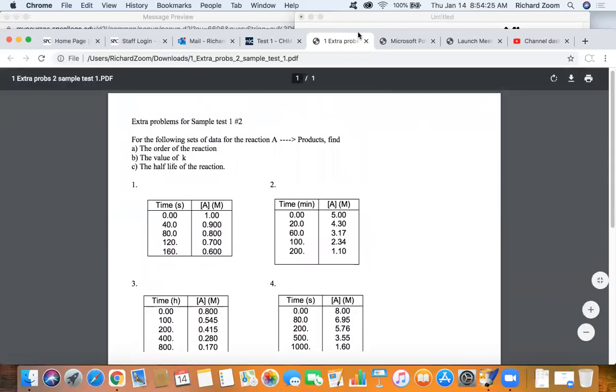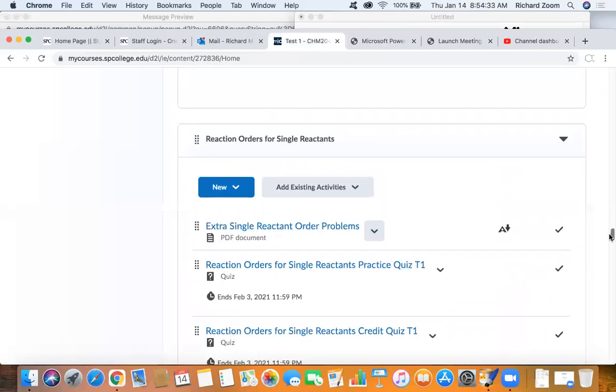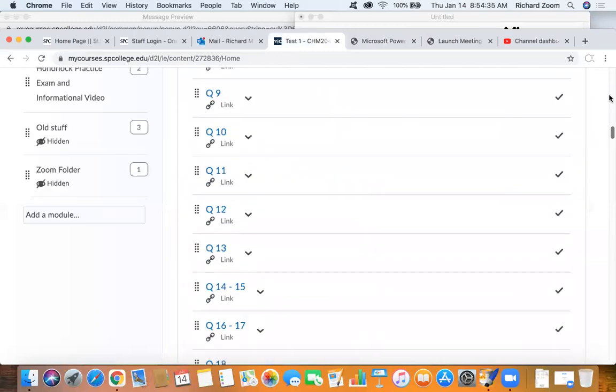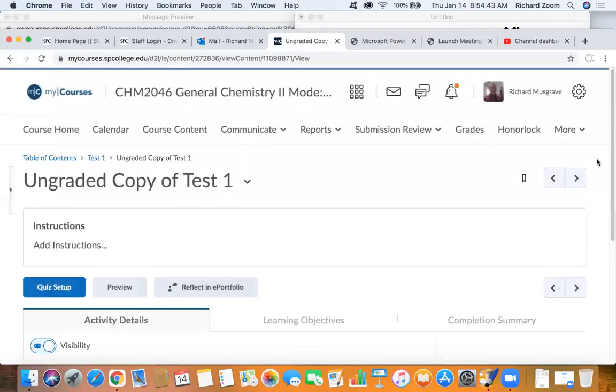So that's practice. It's in that folder. It's also where the extra credit is as well. But I would recommend probably doing that before I do anything else so that you have a good understanding of what you're doing. All right, let's take a look at the kinds of questions you'll see on the test, and we'll go through each of those.